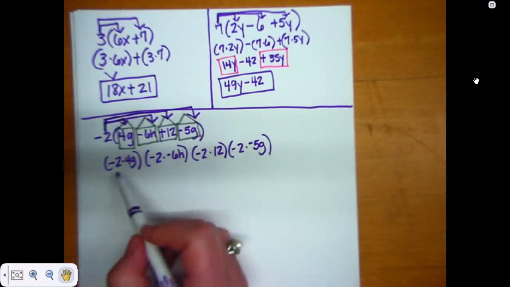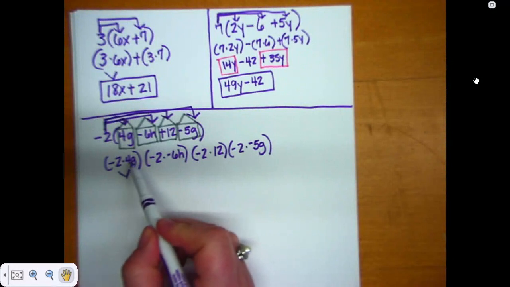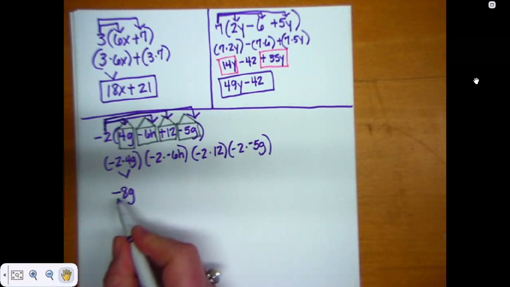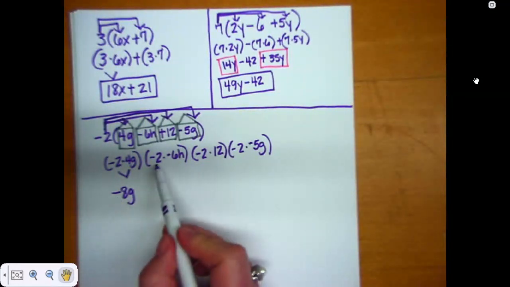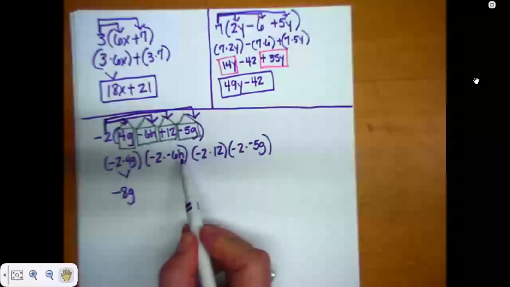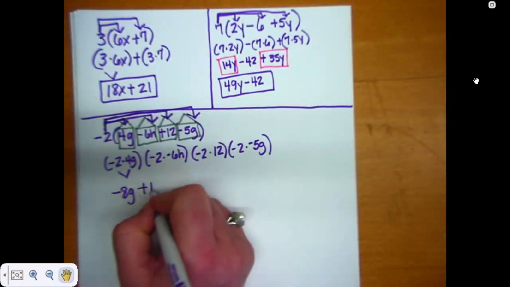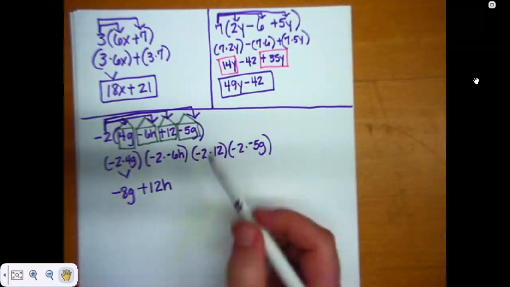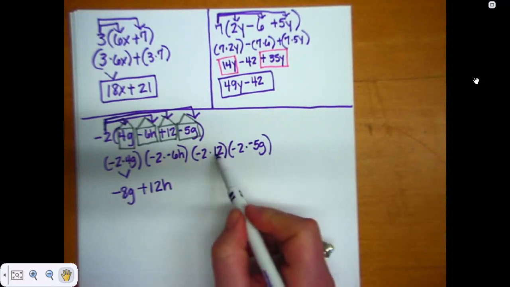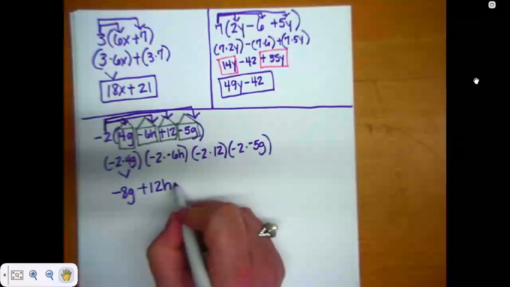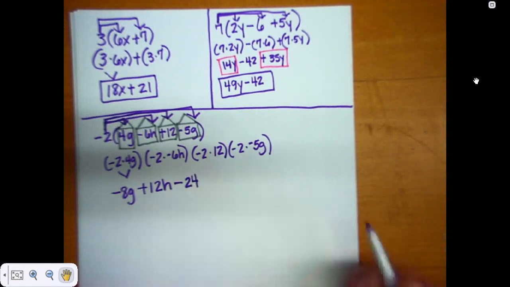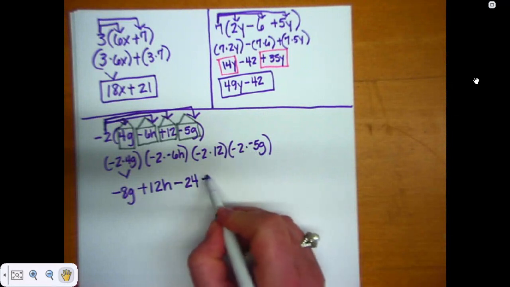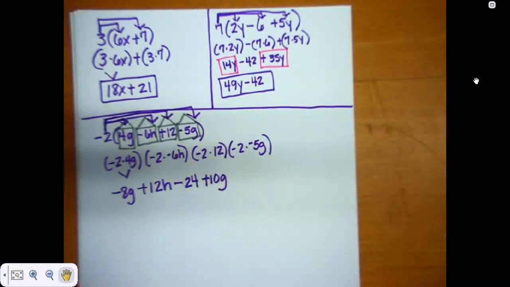Well, let's watch. Negative 2 times positive 4g is negative 8g. So see, I already have my signs here. Negative 2 times negative 6h is positive 12h. Negative 2 times positive 12 is negative 24. And negative 2 times negative 5g is positive 10g.